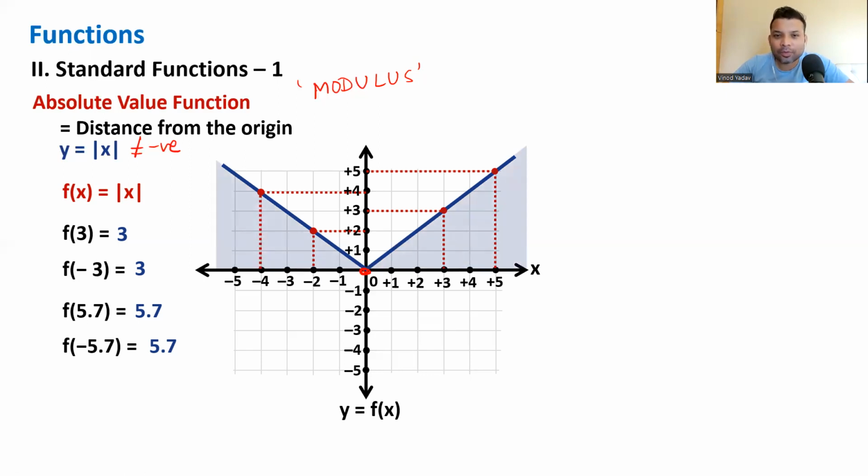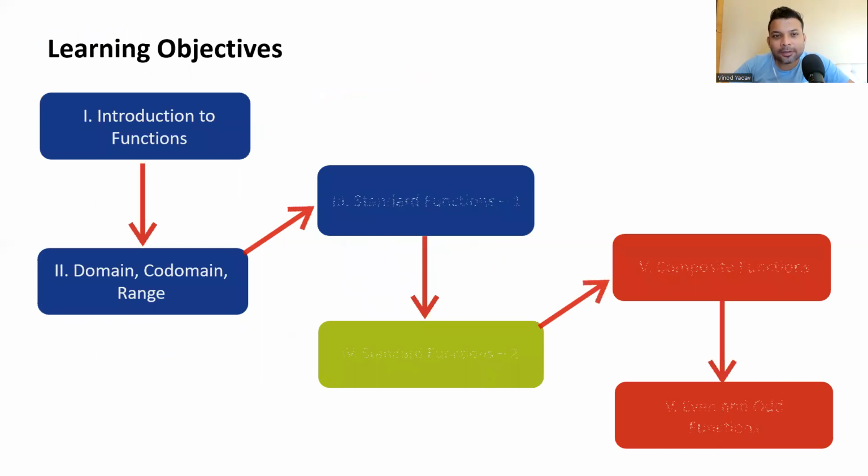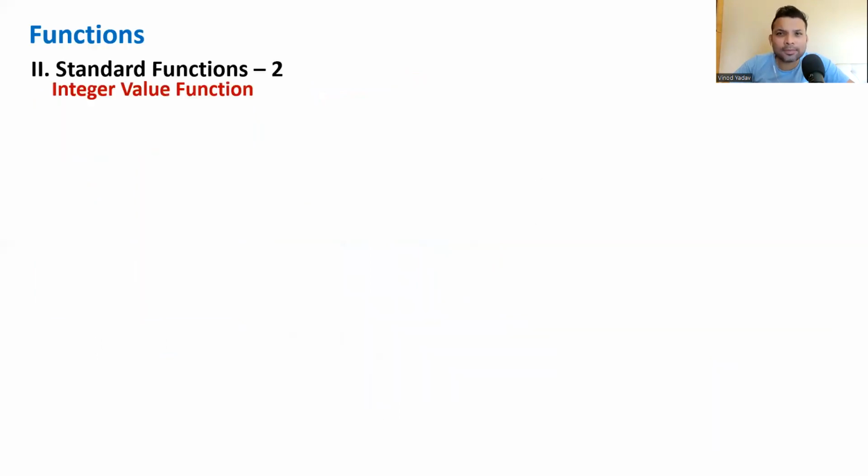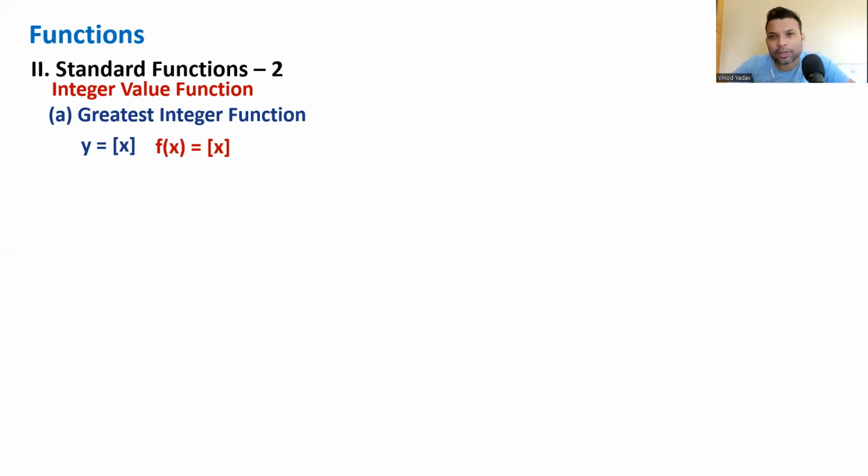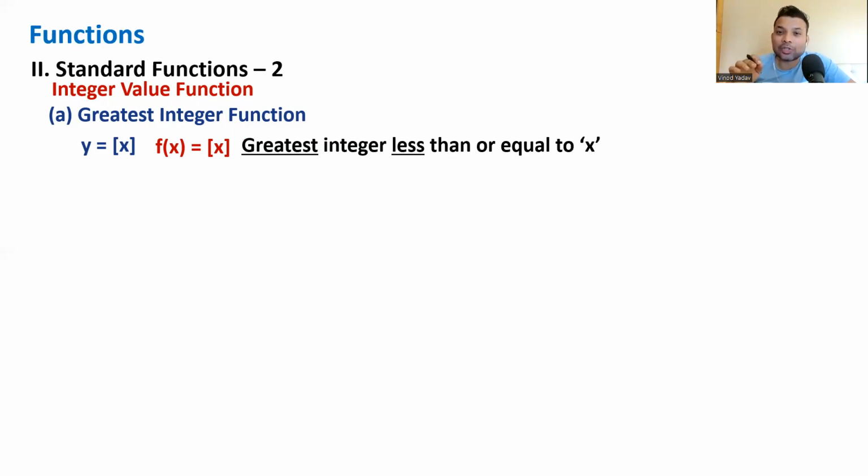Cool. Next is the integer value function. As the name suggests, we can look at it in two parts: greatest integer function and smallest integer function. The notation is a rectangular bracket, with x written inside it. So f of x is called box of x. But don't worry, I have seen in questions that they always define box of x. What do they mean by it? The output is the greatest integer less than or equal to x.